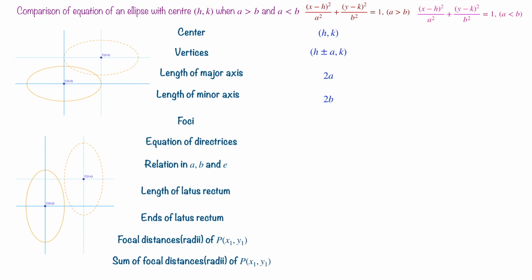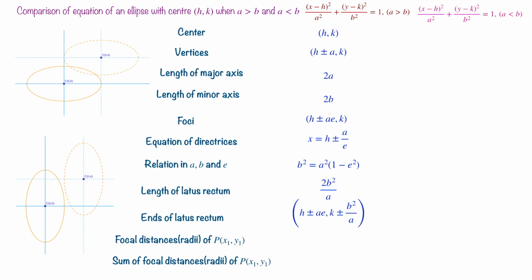The foci of the standard ellipse are (plus or minus ae, 0), so they get shifted to (h plus or minus ae, k). The equation of the directrices, x equal to plus or minus a by e, transforms to x equal to h plus or minus a by e, and the relation among a, b, e will be the same. The length of the latus rectum also will be 2b square by a. So these things are the same as for the standard ellipse. The ends of the latus rectum for the standard ellipse are (plus or minus a, plus or minus b square by a), so they get translated to (h plus or minus a, k plus or minus b square by a).